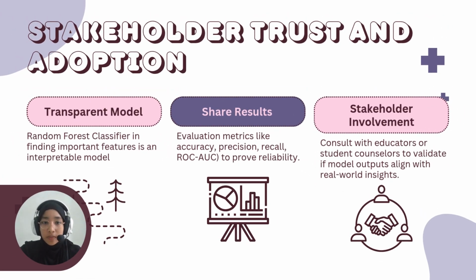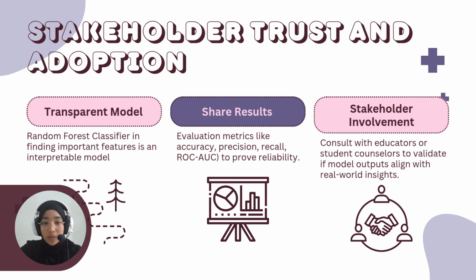Stakeholder trust and adoption. To ensure stakeholders view the stress prediction model as reliable and worthy of adoption, we took 3 key steps. Firstly, we used a transparent and interpretable model called random forest, which allowed us to extract feature importance scores. This provided clarity on how different factors like sleep hours or physical activity influence the prediction. We implemented this using feature importance from the trained model, helping explain the model's logic in simple terms.